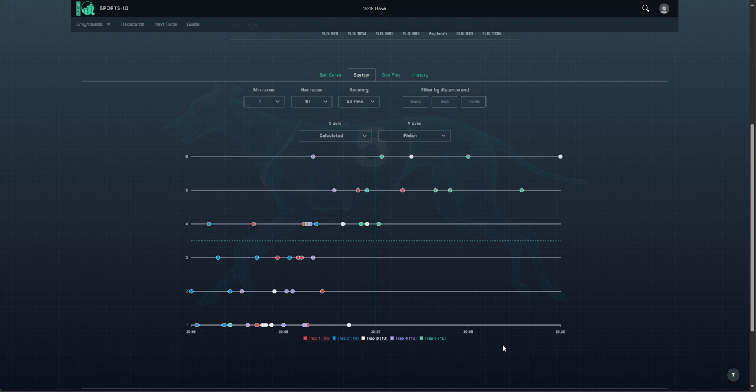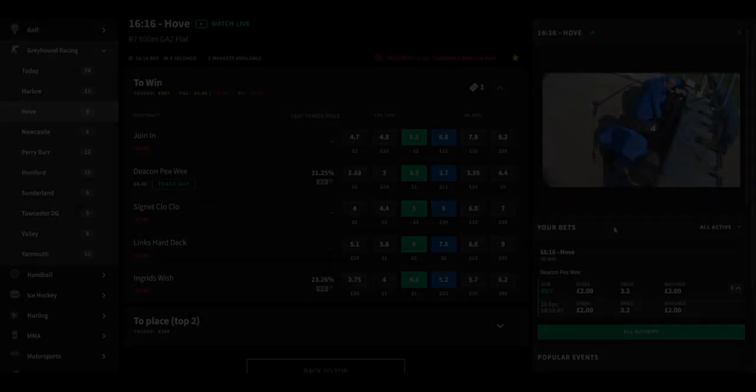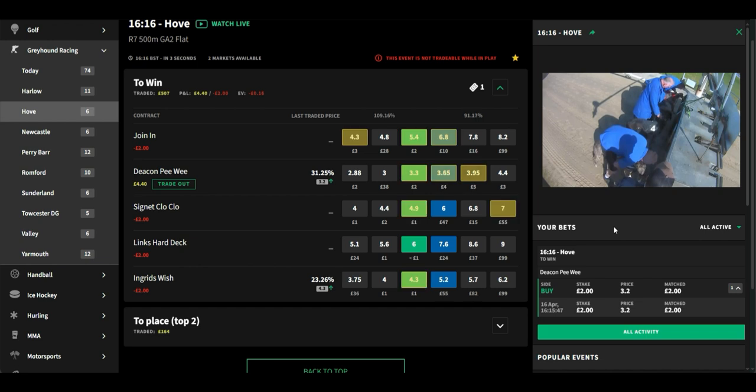Another great filter to use is calculated and calculated. This then positions all the dogs in their fastest to slowest finishing times, giving an easy to see picture of a dog's average finishing time and who is more likely to finish the race first. Looking at this, trap 2 is still the favourite to win. Now instead of showing the results, I actually placed a small bet on trap 2 to win at odds of 3.2 using Smarkets, and we can watch their live feed.